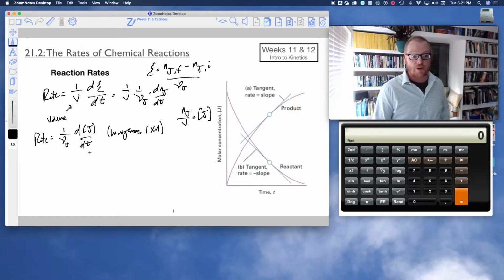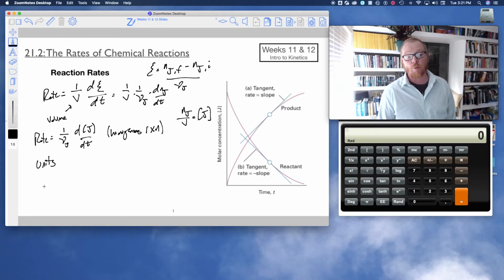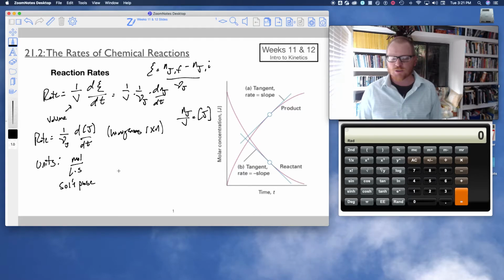And so now in terms of units for rate, there's going to be 2 main sets of units we see. One is more appropriate for solution phase, and the other is more appropriate for gas phase. So units will be, we know that molarity is mole per liter, and per unit time is per second. So that's going to be mole per liter per second. And this is more appropriate for the solution phase, or liquid phase reactants.